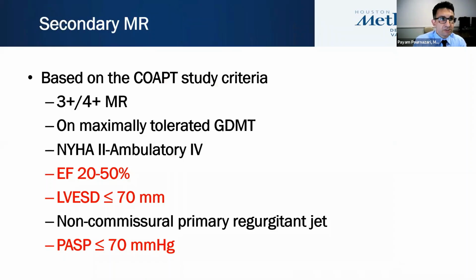What about secondary mitral regurgitation? Based on the COAPT study criteria, we assess patients with 3+ or 4+ MR on maximally tolerated goal-directed medical therapy. Patients have to be NYHA class 2 to class 4 ambulatory, EF of 20 to 50%, LV end systolic diameter of less than 70 millimeters, non-commissural primary regurgitant jet, and a PA systolic pressure of less than 70 millimeters of mercury.